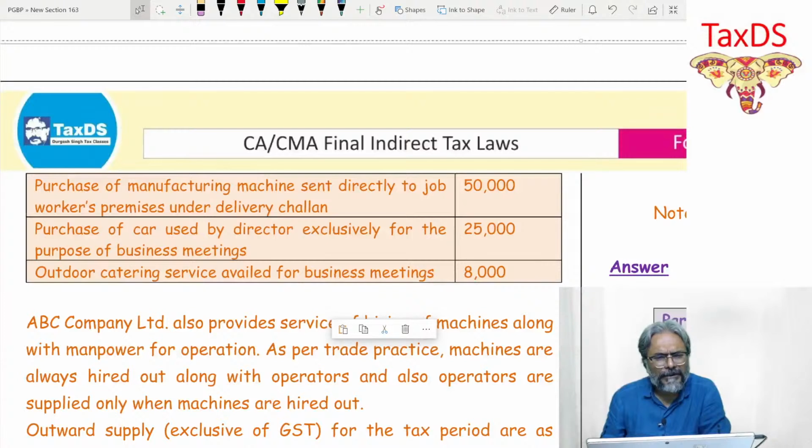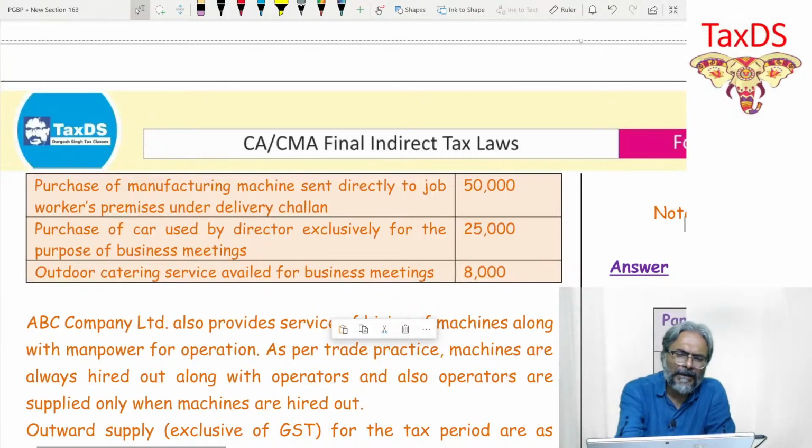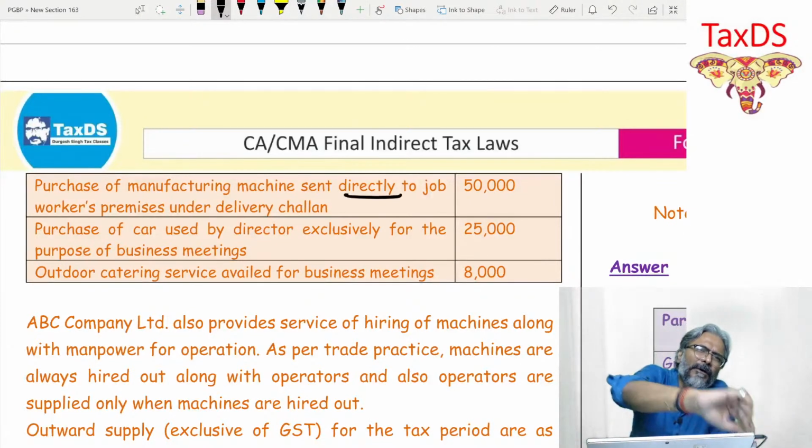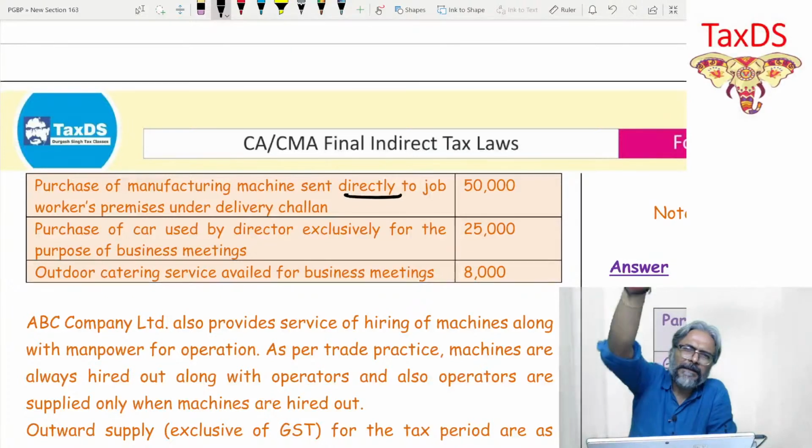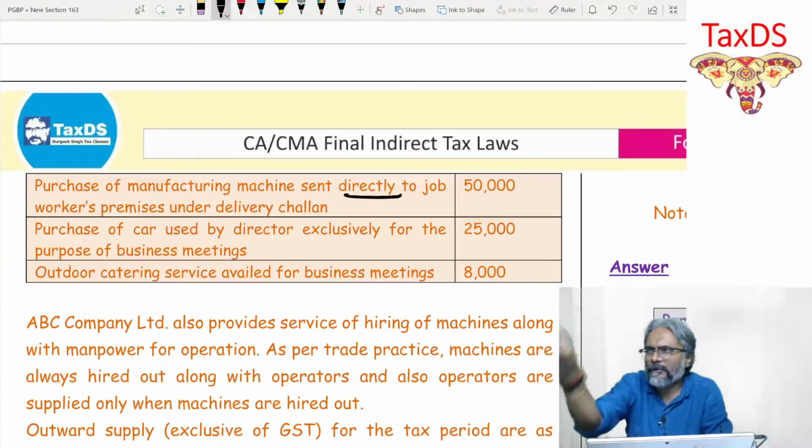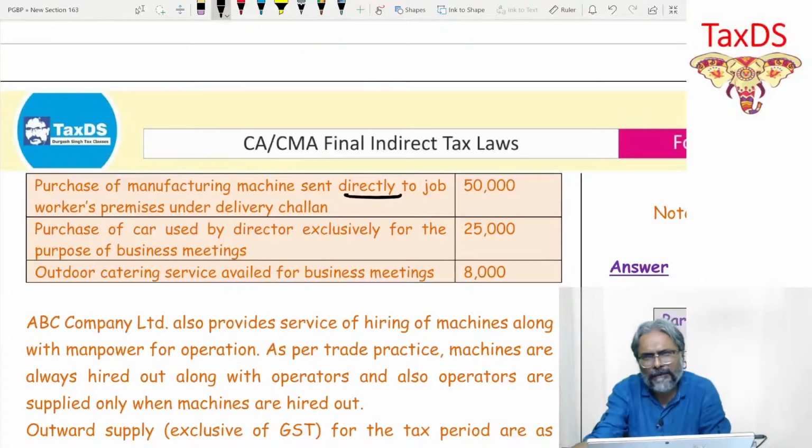Purchase of manufacturing machine sent directly to job work premises under the delivery challan. Students, if you deem receipt, one of the conditions under section 16 is that the material or the goods should be received. Only then will you be eligible for availing the ITC, isn't it? Now, here, the goods are directly sent to whom?